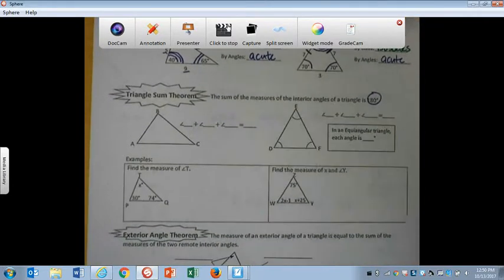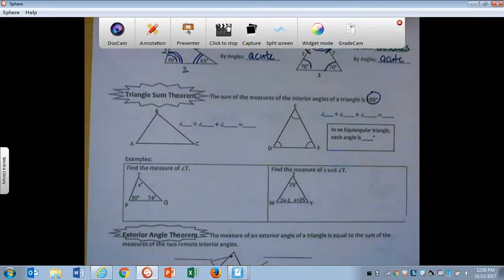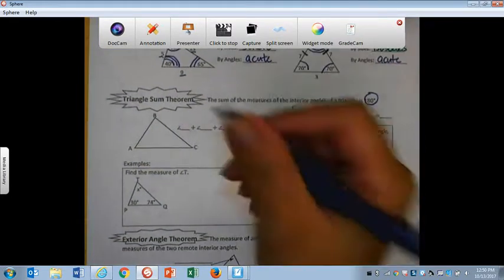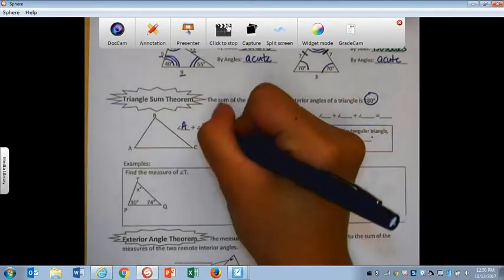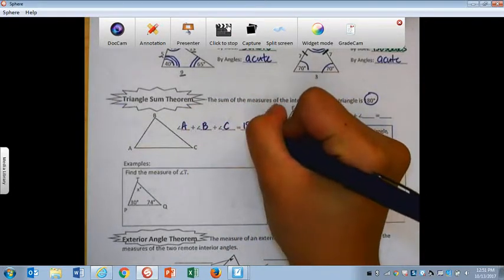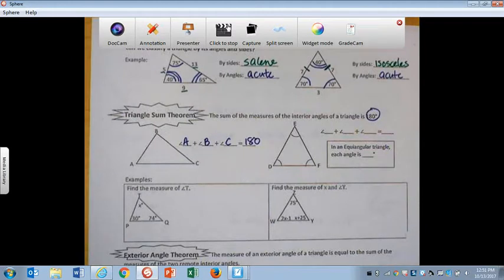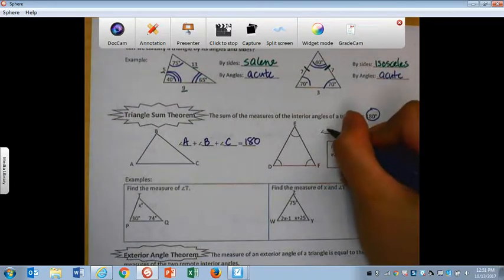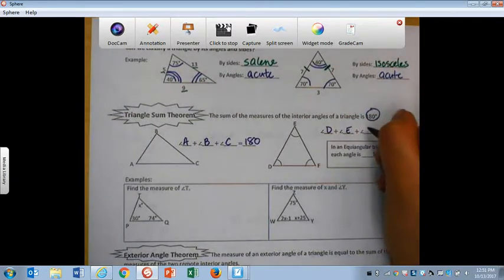Okay, so now you have to add all these angles. Angle A plus angle B plus angle C all add up to 180. With these ones, here you do angle D plus angle E plus angle F equals 180, okay?